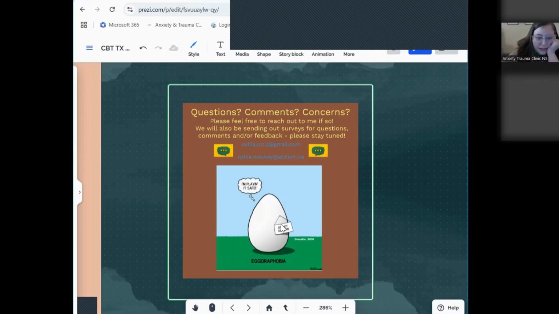A little bit of a funny comic because that's kind of who I am. Had to throw a little something in there.